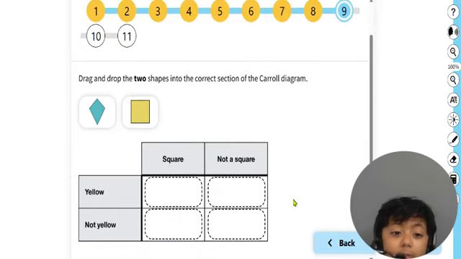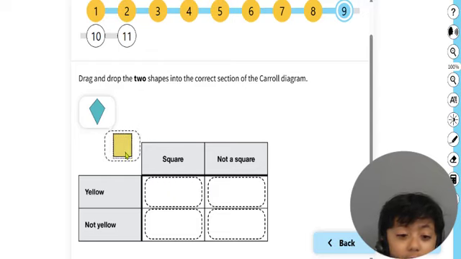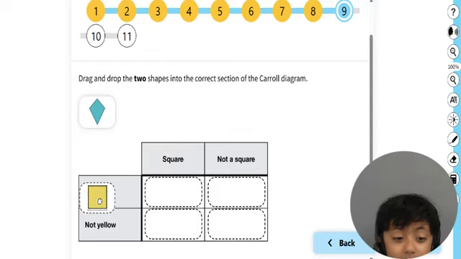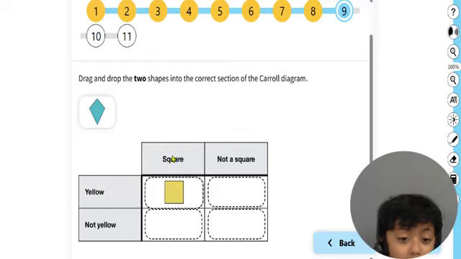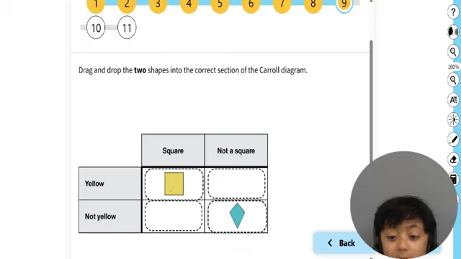Drag and drop the two shapes into the correct section of the Carroll diagram. So first we have this square, and it is yellow. It comes right here between square and yellow. This is not a square, and it's not yellow either. So it's this. Square, yellow, not a square, and not yellow.